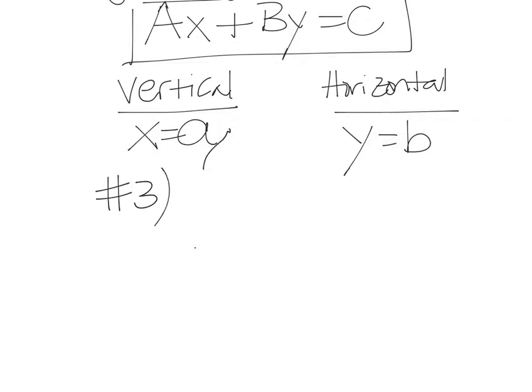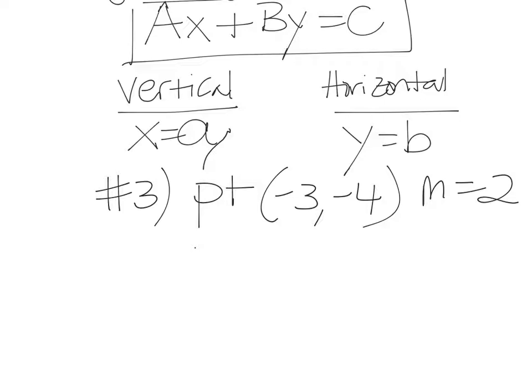Number 3. All right, so let's say that we are given a point, -3, -4, and we are also given a slope. We're given a point and we're given a slope. We want to find the equation of this line in all 3 forms.